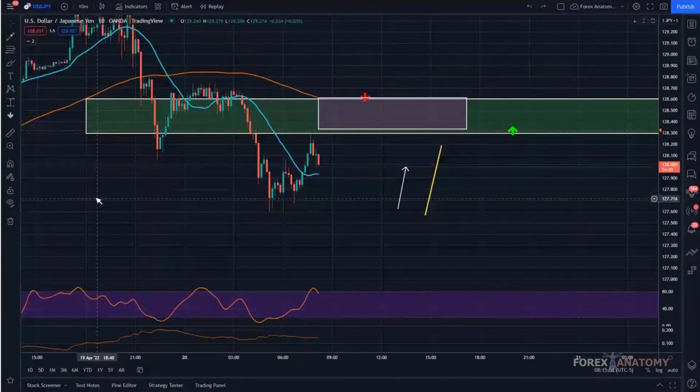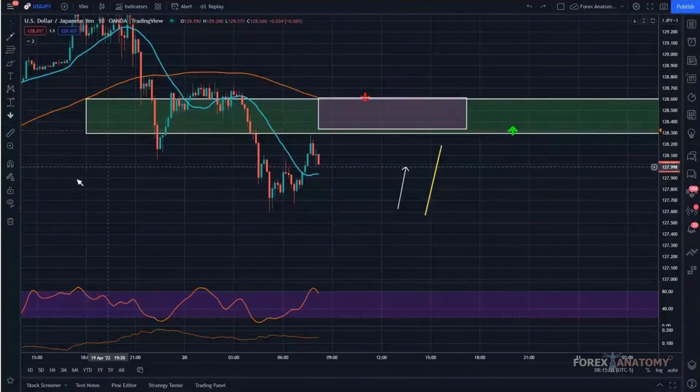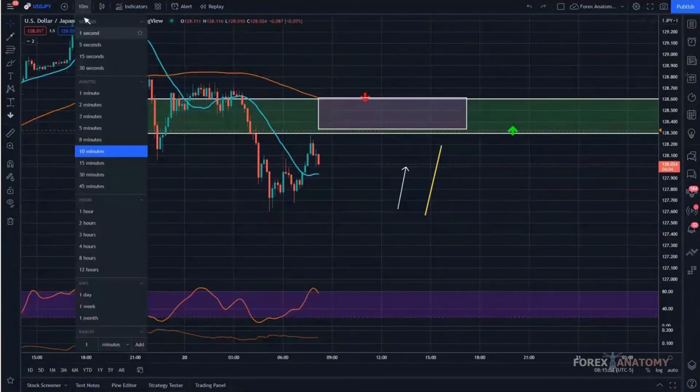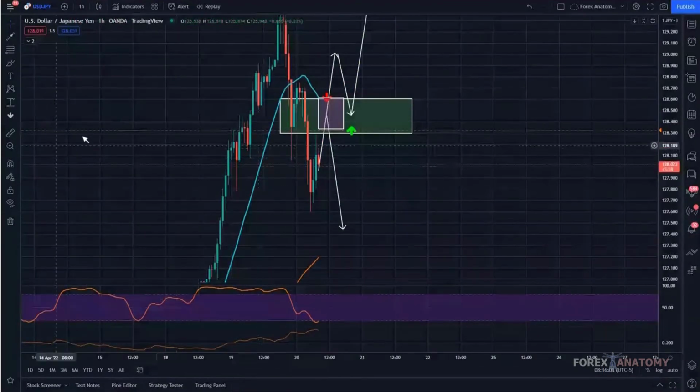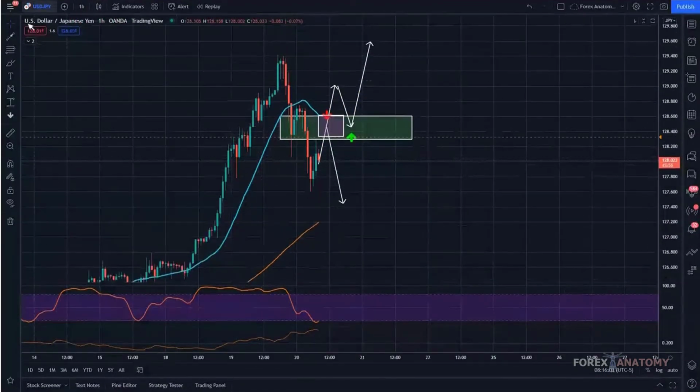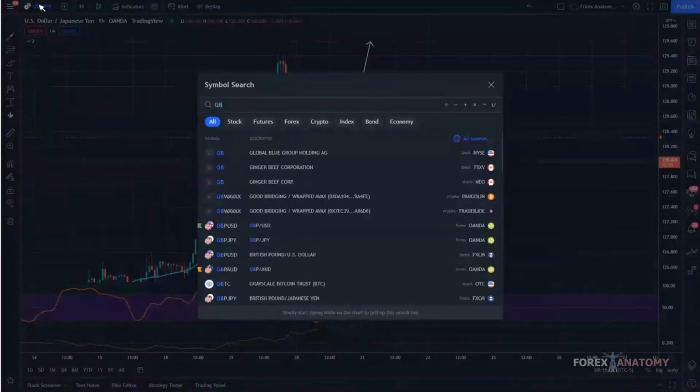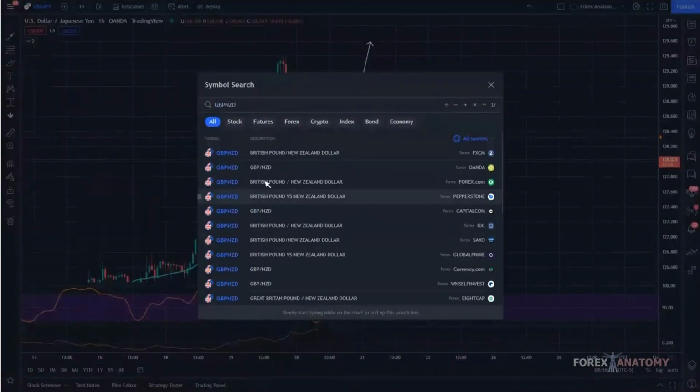It could be somewhat more complex than that, but of course, the more you look at these charts, the more you get a feel for how that looks. So this is US dollar Japanese yen. Let's look at pound Kiwi before we look at a pair for top-down analysis.